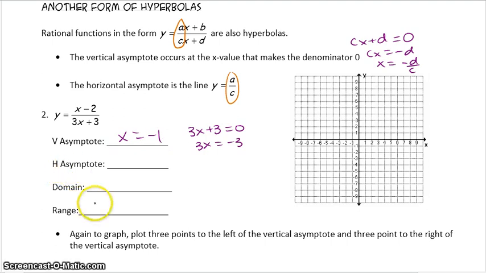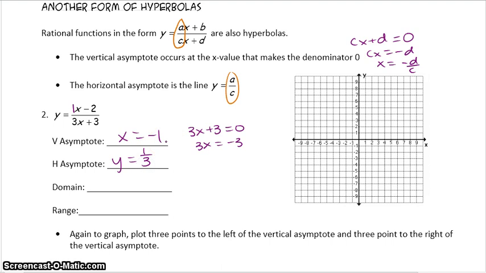Then to find our horizontal asymptote, that's just our coefficients, a and c. And in this case, there's no number multiplied by the x, so we just put a 1 there. So that would give us our horizontal asymptote as 1 over 3, or 1/3.